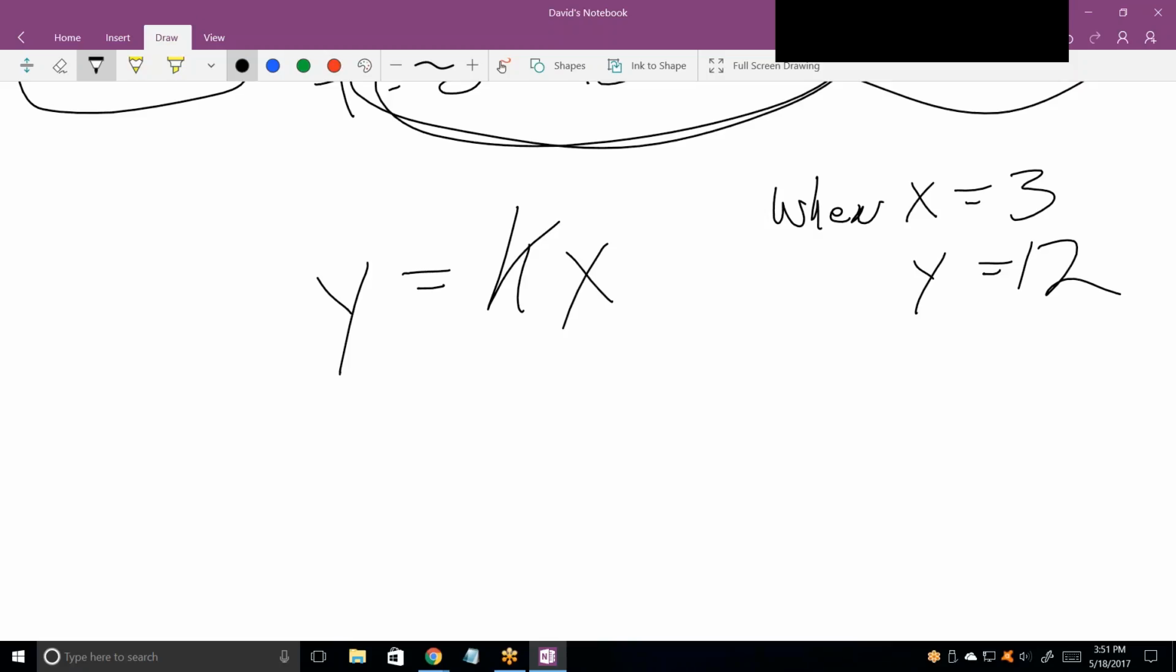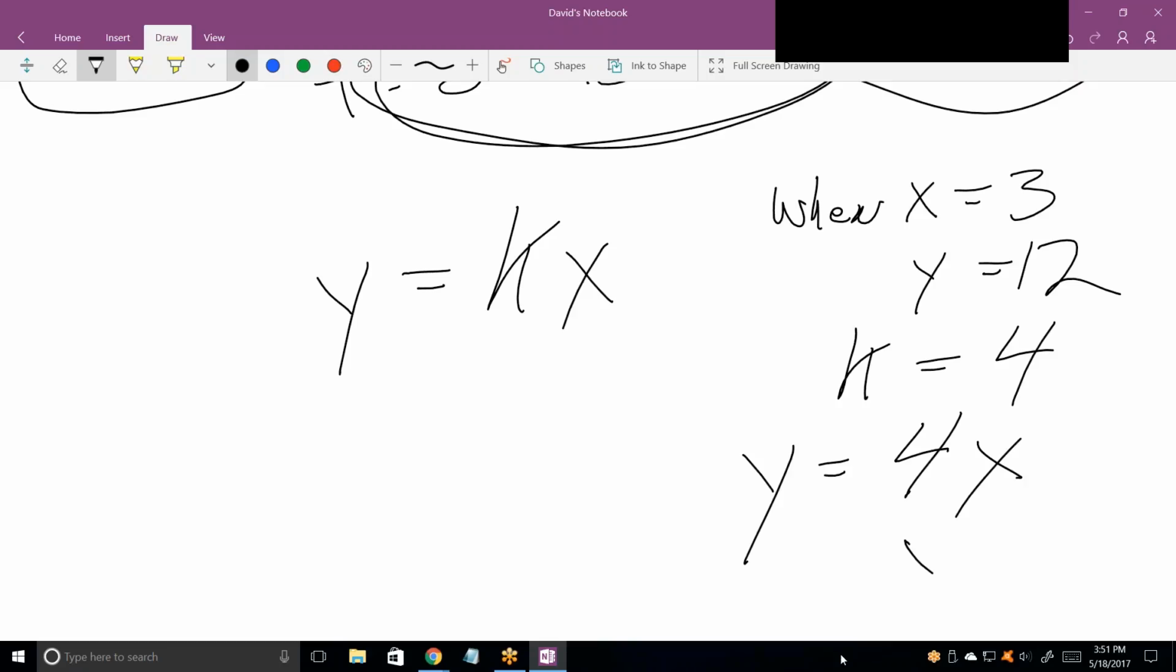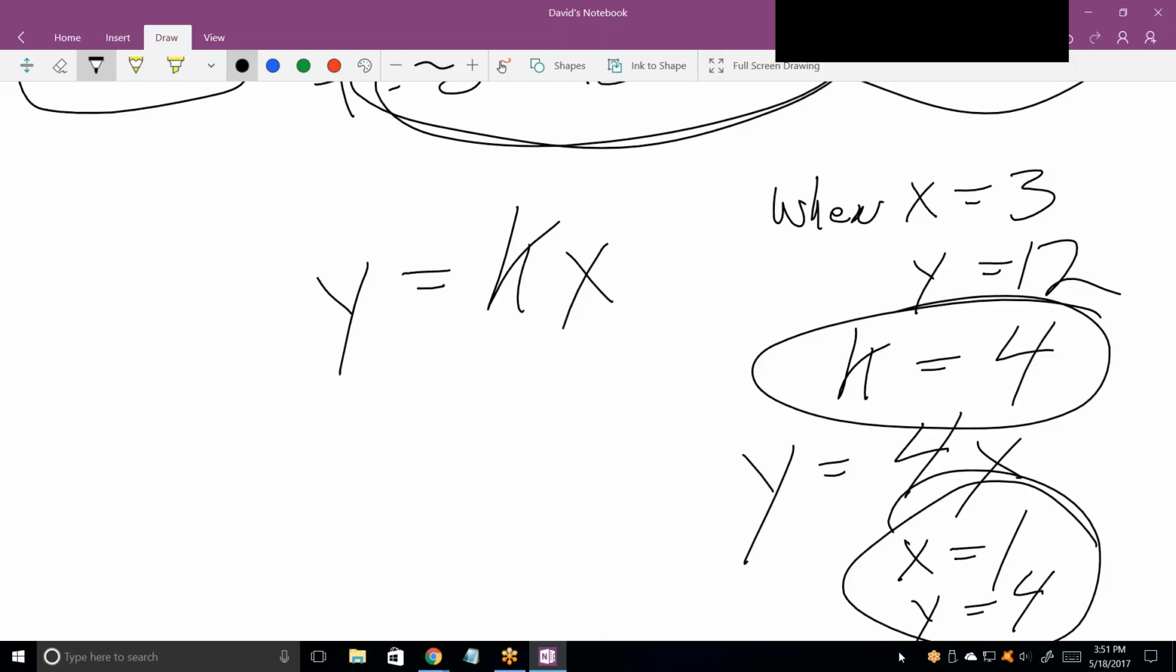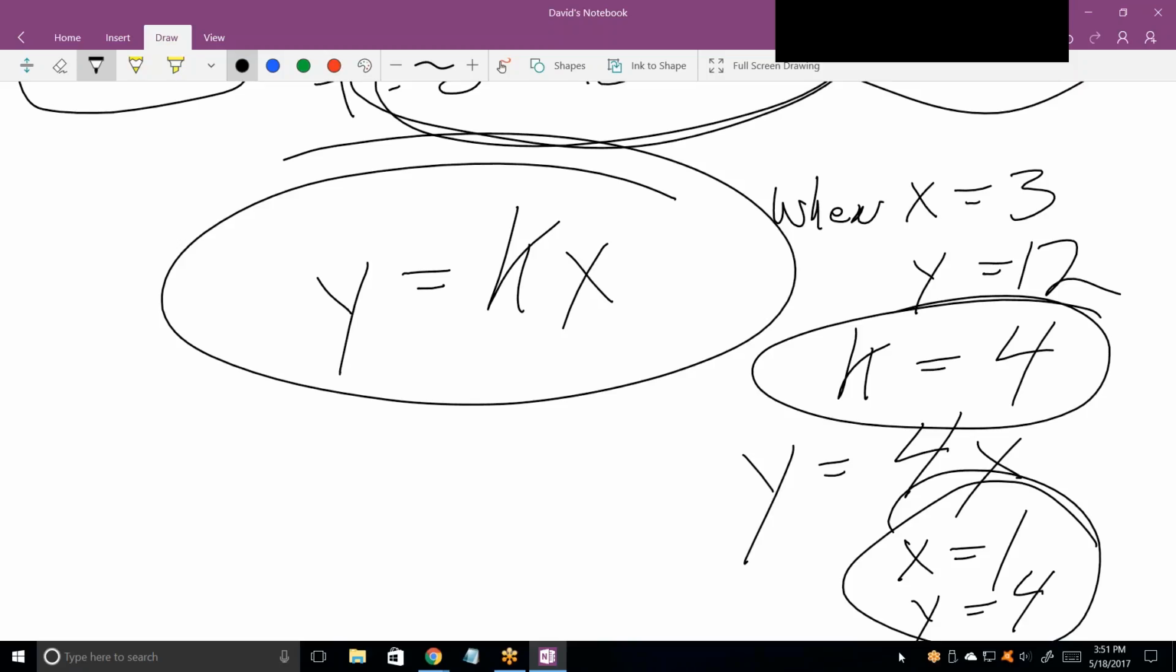Okay, well, if we plug in the y and the x, we solve k equals 4. Now, the specific equation is y equals 4x. Now they would say, what is y when x equals 1? Well, now you can figure it out. y would be 4. So the first step is always to solve for k whenever you have one of those kinds of equations, whether it's exponential or not.